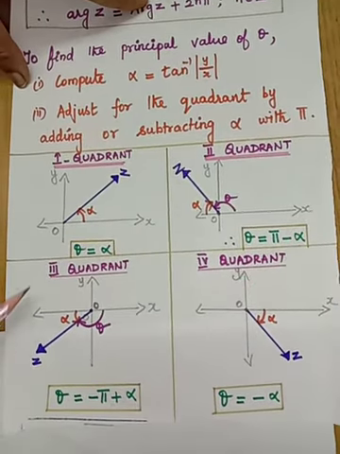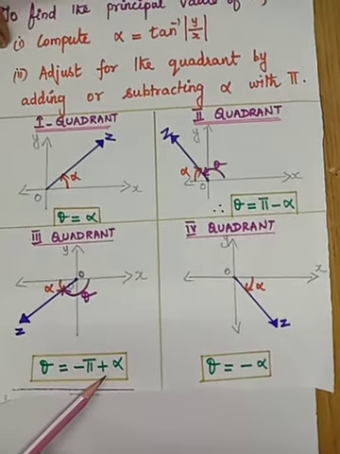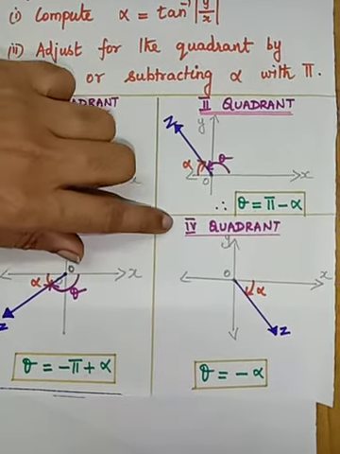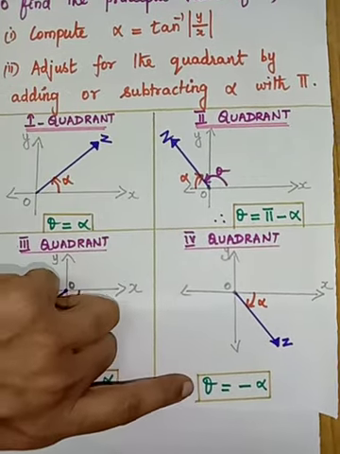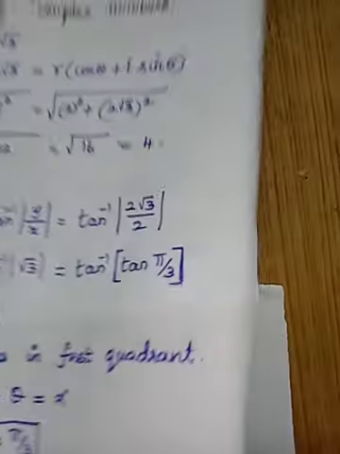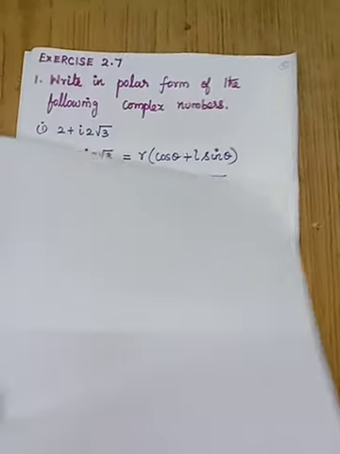If your complex number lies in the third quadrant, your theta is equal to minus pi plus alpha. If your complex number lies in the fourth quadrant, your theta is equal to minus alpha. Okay, you see that? We are moving to exercise 2.7, first problem.